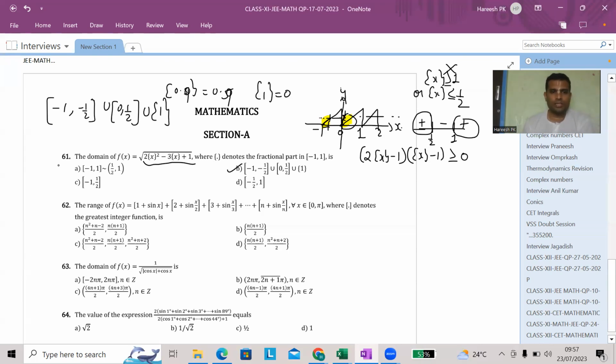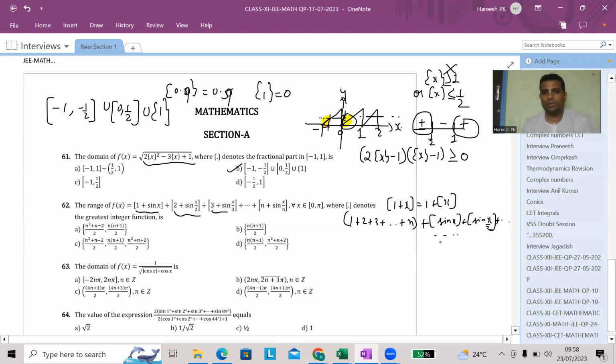Going to the 62nd question. We know this property: whenever you have mod of 1, greatest integer of 1 plus x is simply 1 plus greatest integer x. So when we use this property, first term you can split into 2, second term also, third term also. So finally you will get the answer as 1 plus 2 plus 3 up to n plus greatest integer sine x, greatest integer sine x by 2, like that. So you'll get this way.